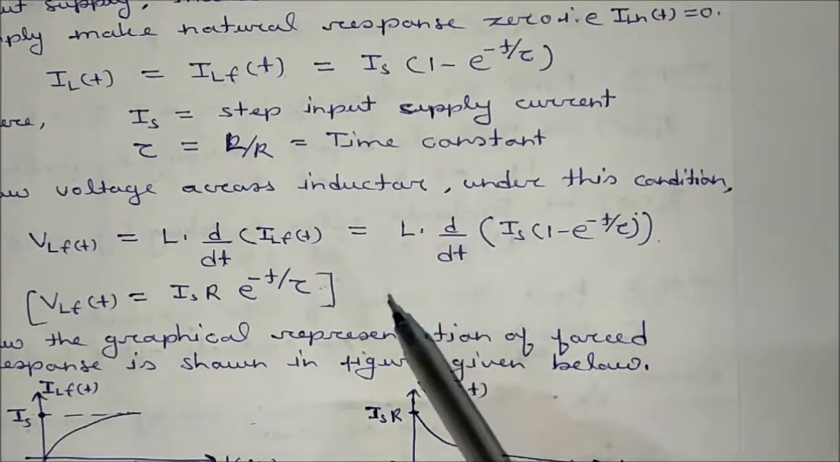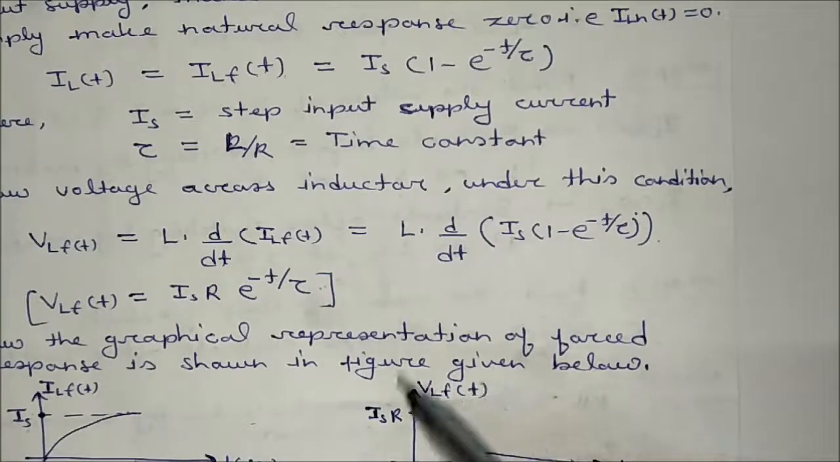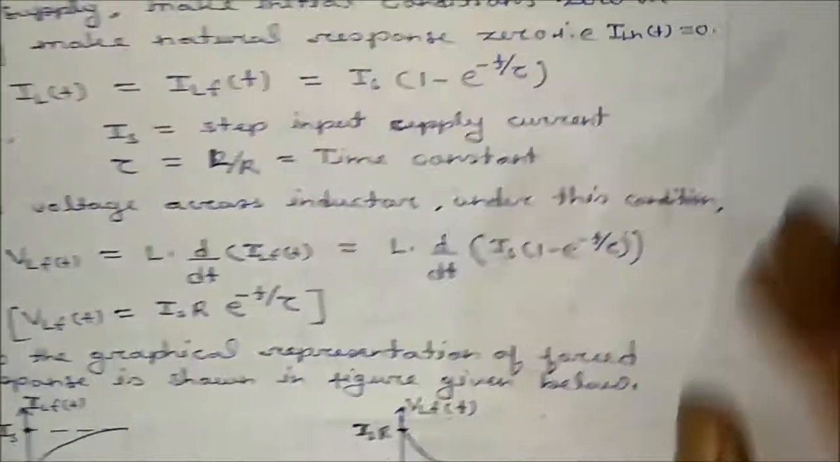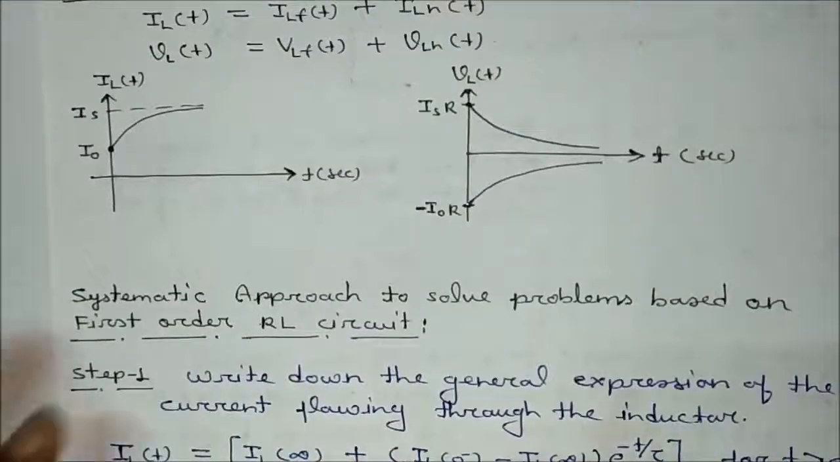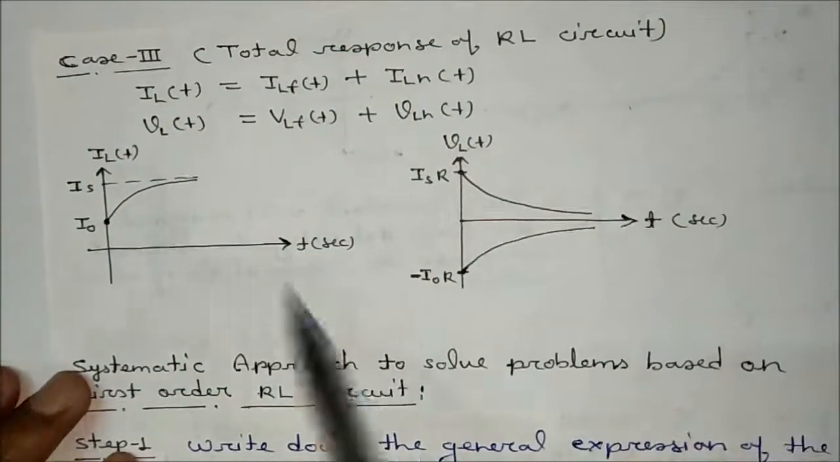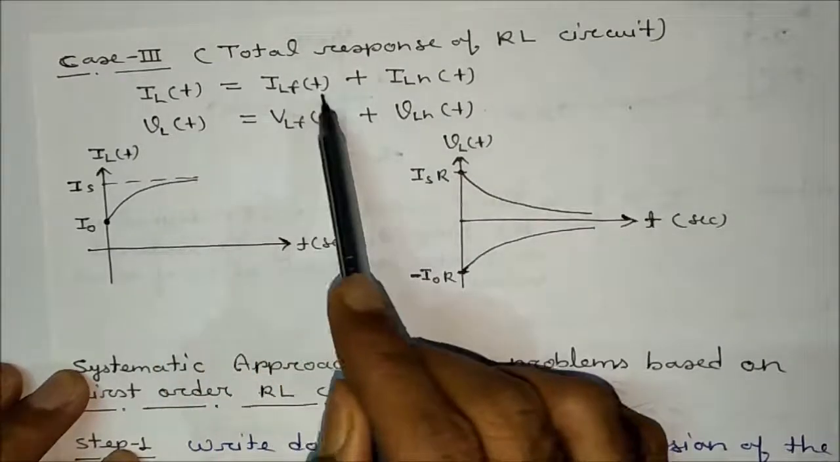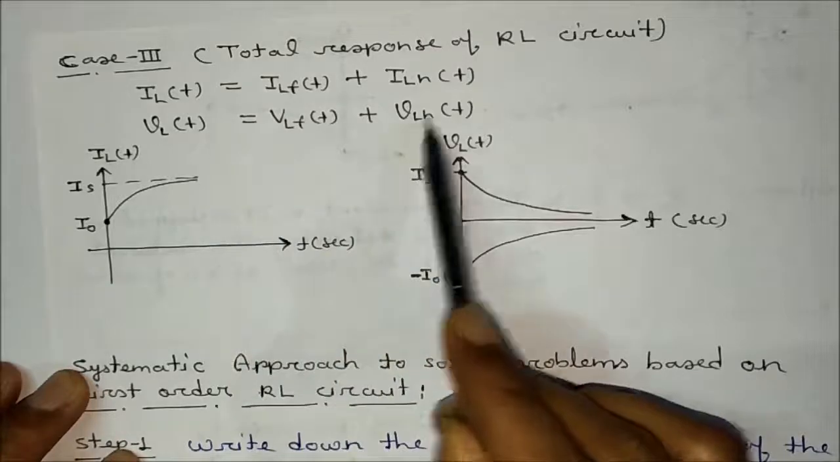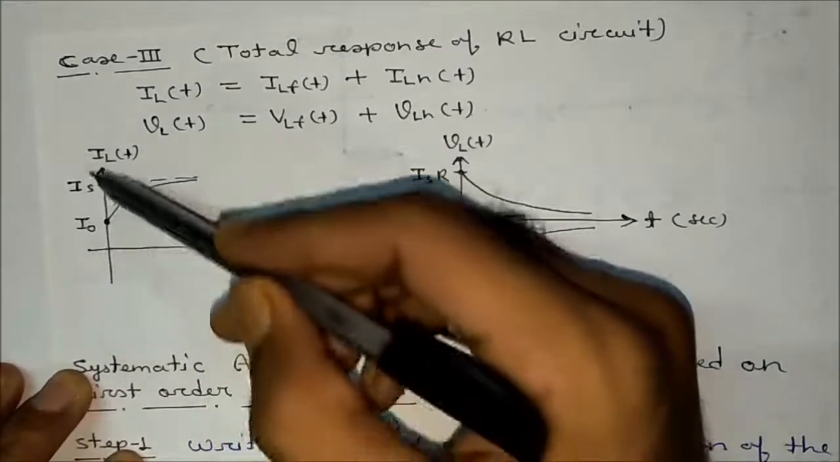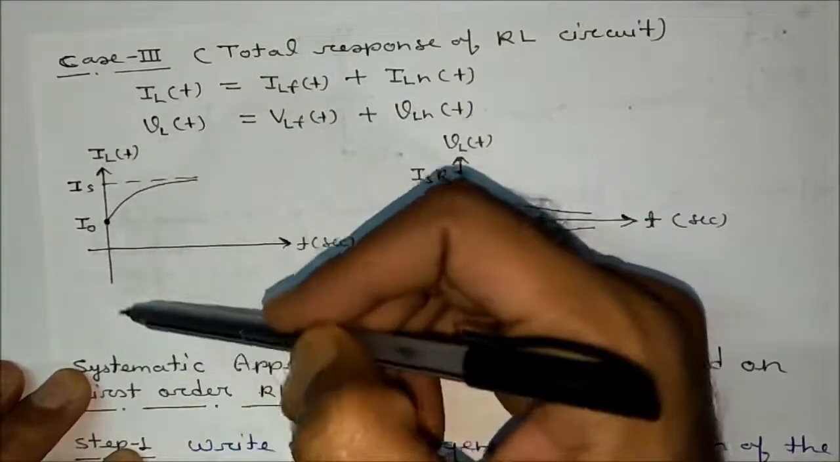So these two types of responses we have discussed. One is the natural response and the other is what? The forced response. While calculating the forced response, put the natural response equal to 0. While calculating the natural response, put the forced response equal to 0. Okay. And the last one is the total response, which we already know. What is that? iL(t) will be the forced response plus what? Natural response. Similarly, vL(t) will be the forced response plus the natural response.